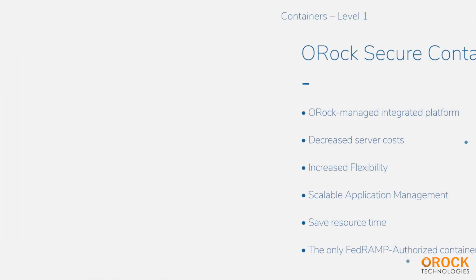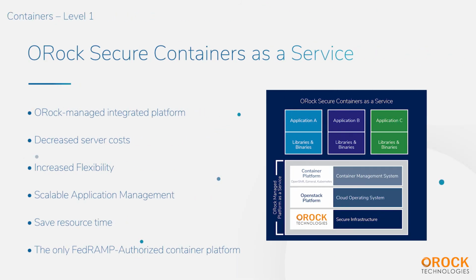Microservices, which are shared in a container architecture, could not be shared in a traditional app development architecture. ORock Secure Containers as a Service, built on OpenShift and Emerald, helps customers avoid these issues. Not only are the OS kernel and infrastructure shared across application containers, but ORock manages these layers as well as the container platform itself. This alleviates customers' resource load so that they can focus on app development.